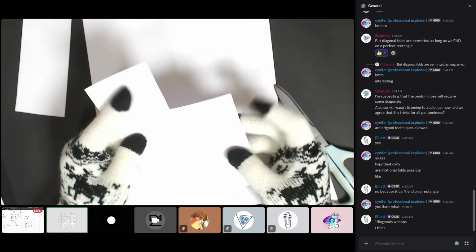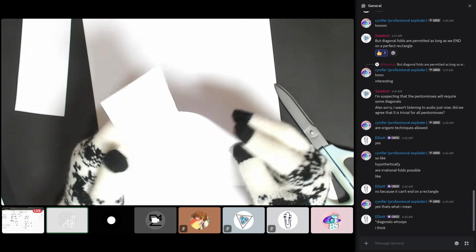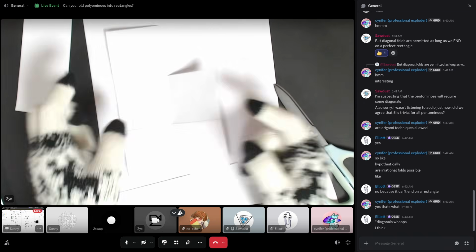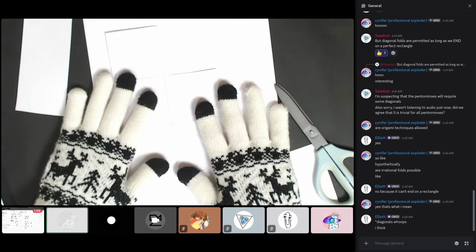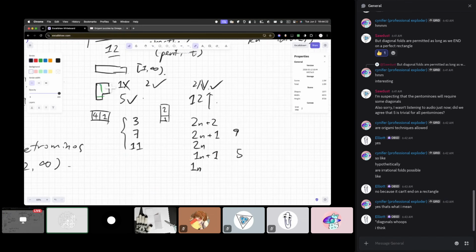Anyways, back to the original 3, 7, 11. I'm going to give a hint to two of these. You can fold a P into a portion which is 2, 1. Specifically, by executing just this green fold, you can get it to be 2, 1, and that will resolve two of the unknown cases.